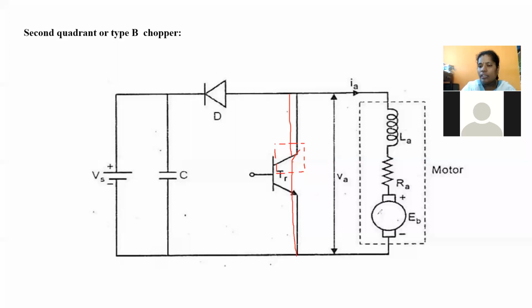So in the DC motor, RA and LA are the armature resistance and inductance, IA is the armature current, and VA is nothing but the chopper output voltage, which we can also call the armature voltage appearing across the motor.